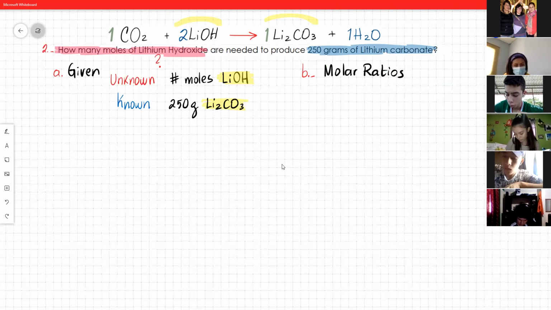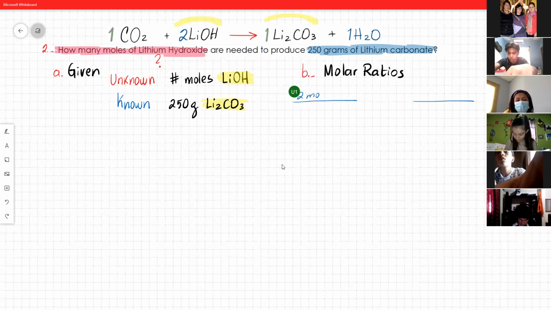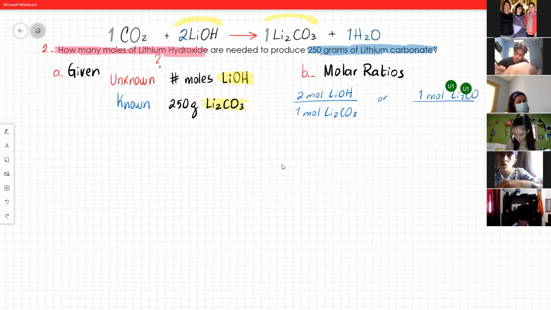Okay, tell me one molar ratio. Any of you? Two moles Li2O over 1 mole Li2CO3. Exactly. Or the other way: 1 mole Li2CO3 over 2 moles Li2O. Exactly. Very good. Thank you. So there you go. You have the two molar ratios. I'm going to call them A and B.